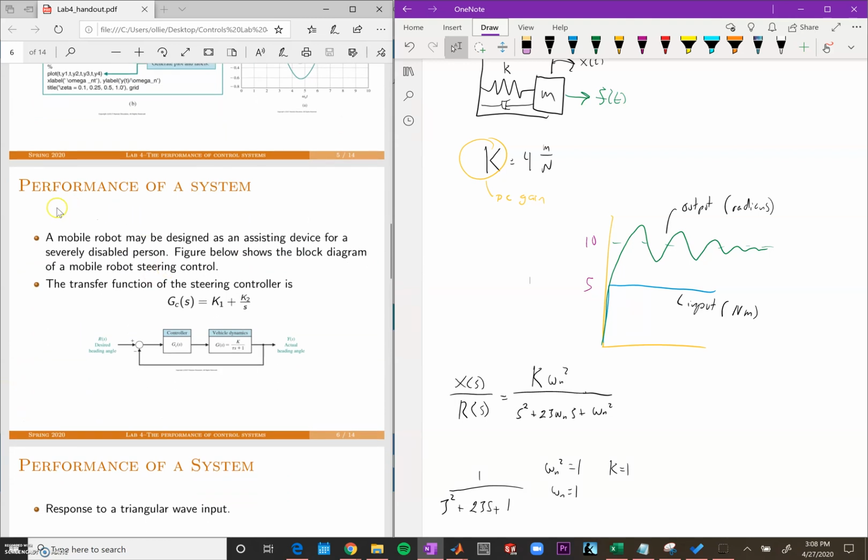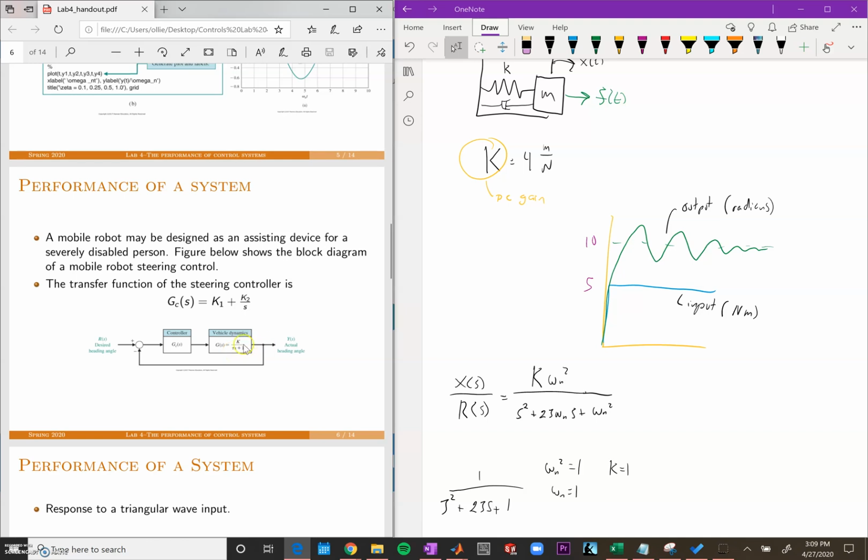So let's do some examples. Let's say we have a robot that follows around someone, and its control is G of C, which is k1 plus k2 over s. But then the robot itself actually has some dynamics. So it's got a mass, it moves around. This is a first order system, right, where tau is the time constant.